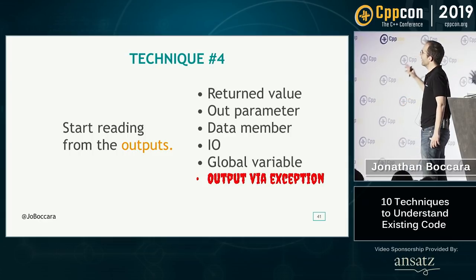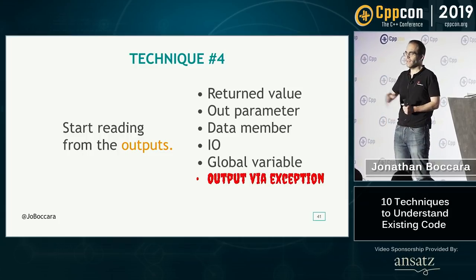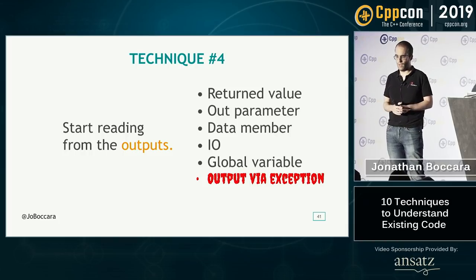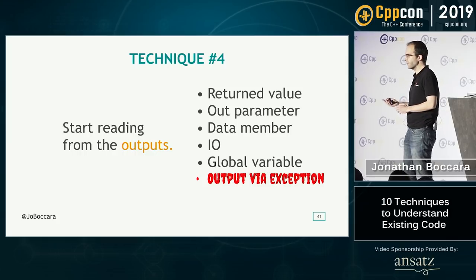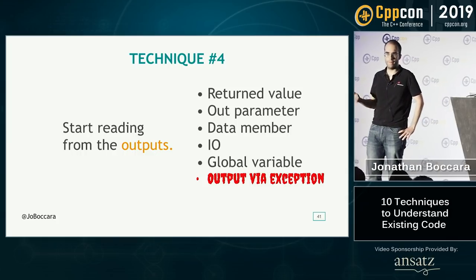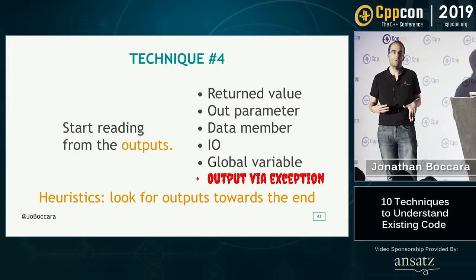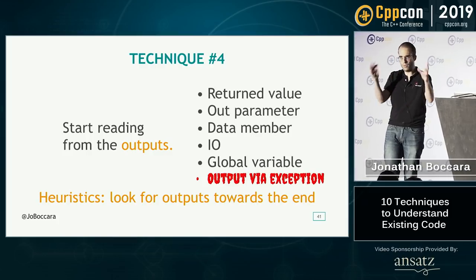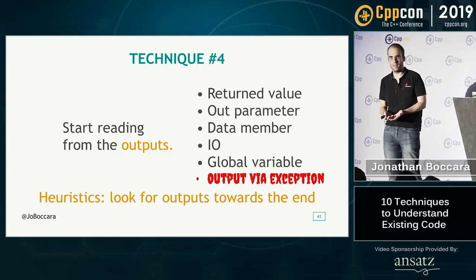Now, can we find all the outputs 100% of the time? No. When it's a return value at the end, it's obvious. When it's a global variable, it's less obvious, obviously. But most of the time, we can find most of them. And since the function is made for producing those outputs, the bulk of the function is supposed to be oriented towards producing those outputs. So the outputs should be most of the time towards the end, which is why reading from the end is a good place to start.